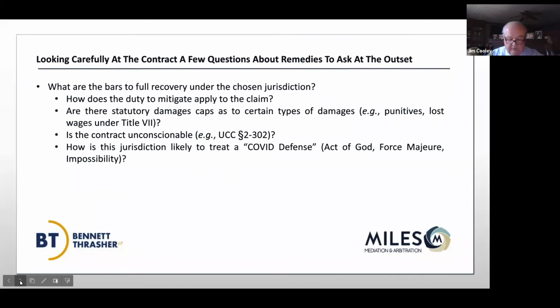What are the bars to full recovery? How does the duty to mitigate apply to this claim? For example, right now, you may be asking yourself whether disruption in supply chains going on throughout the world is going to have an effect on a party's ability to mitigate its damages. Are there statutory caps as to certain types of damages? Is the contract unconscionable? And this one, how is this jurisdiction that you have chosen or that you are subject to likely to treat what I call COVID defense claims?